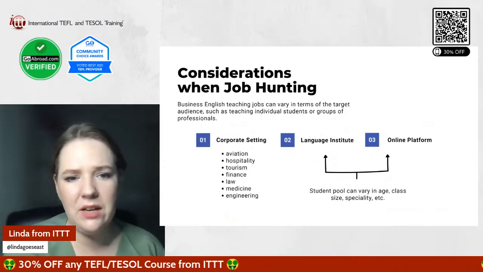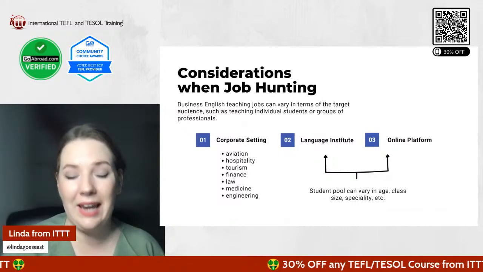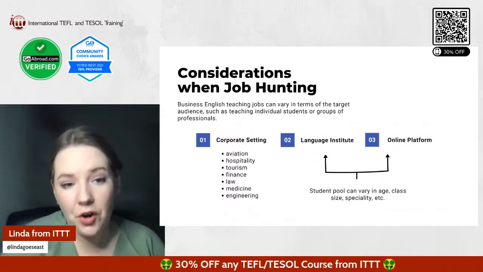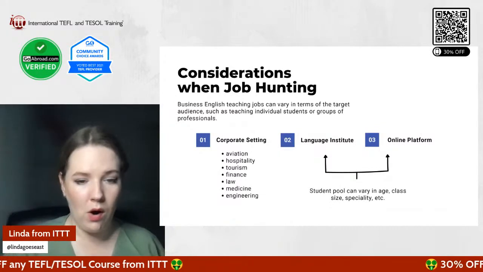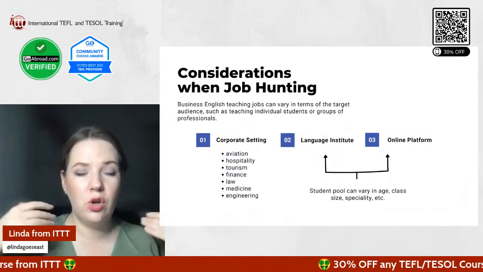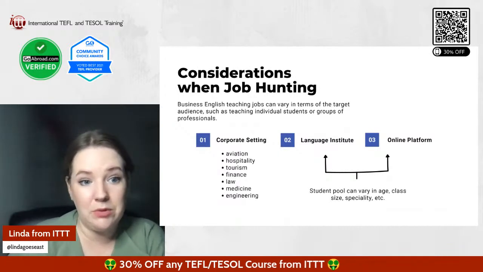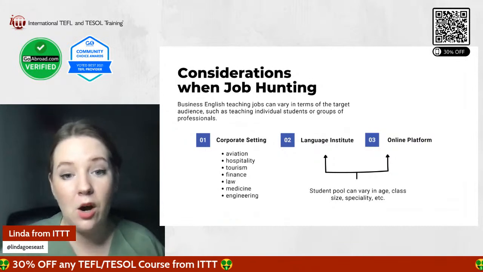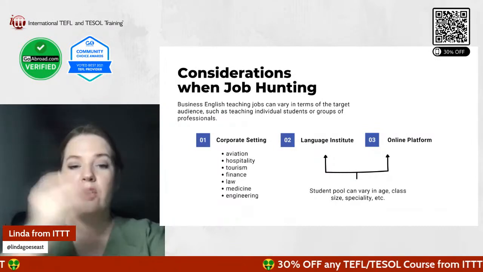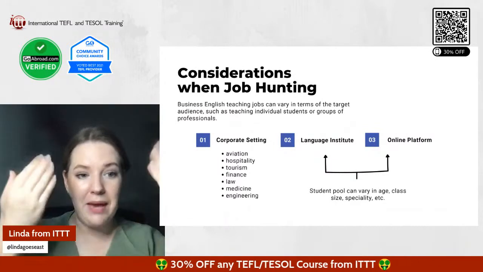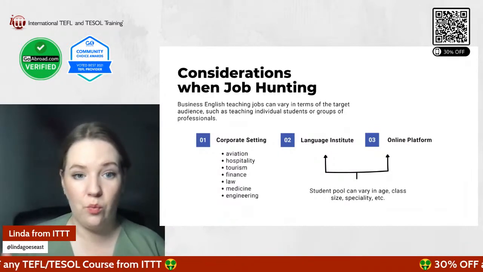The second option would be to work for a language institute. This could mean you work for a language school, and either the business English students come to you at the language school, or, and this is what I've done, you go to the company and teach the students once or twice, three times, four times, sometimes even a week in their company. But you are not employed by this company. You are employed by your language school and get paid through the language school, but they send you to work at different companies.